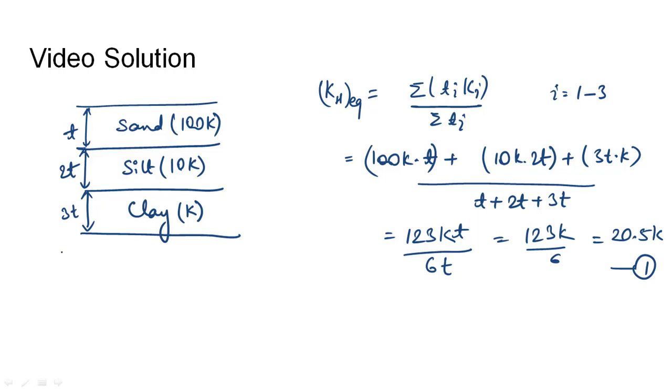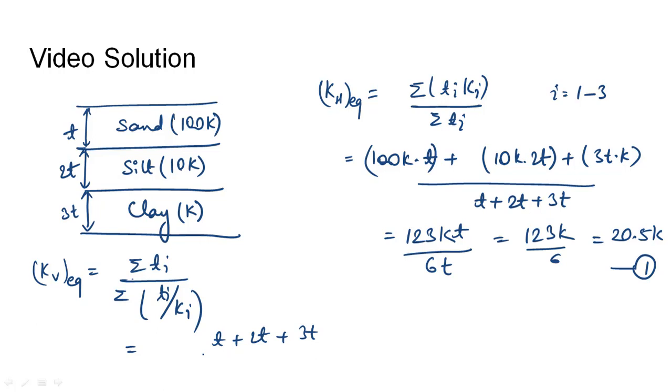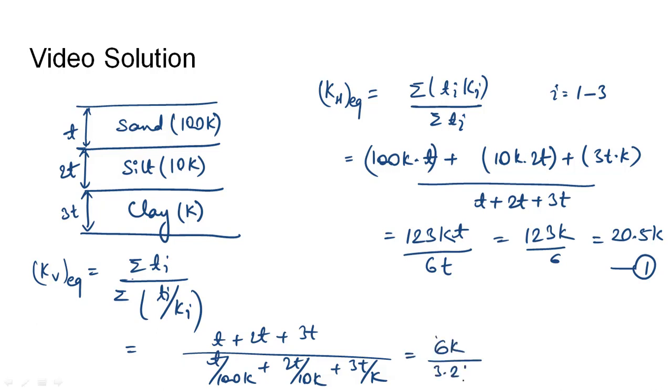Next we will find the vertical permeability equivalent. So that would be summation of the thicknesses divided by the summation of the ratio of thicknesses to the permeabilities. So this would be T plus 2T plus 3T divided by T over 100K plus 2T over 10K plus 3T over K. So using this, the value would come out to be 6K divided by 3.21. This would be 1.87 times of K, that is our second equation.